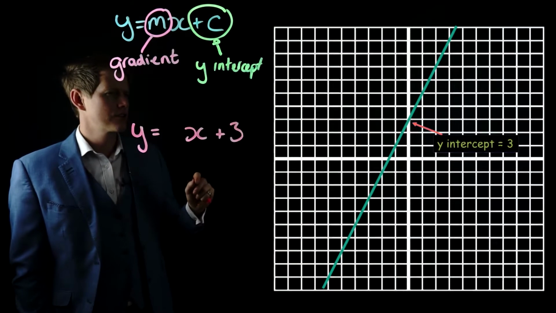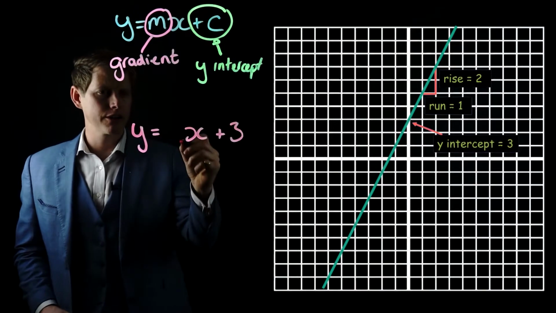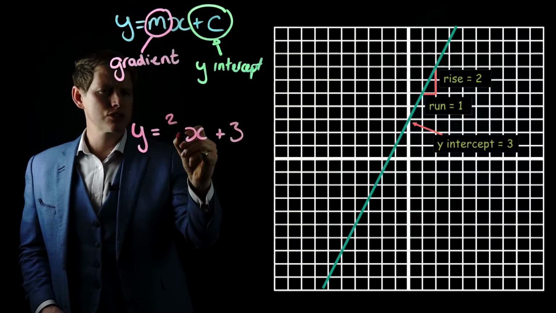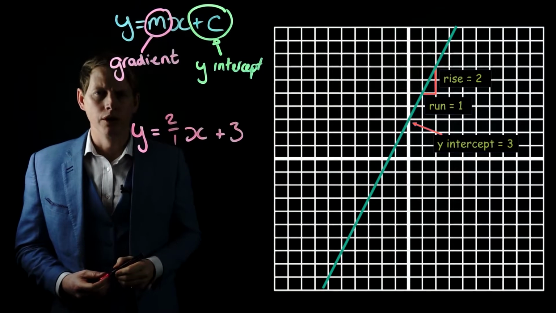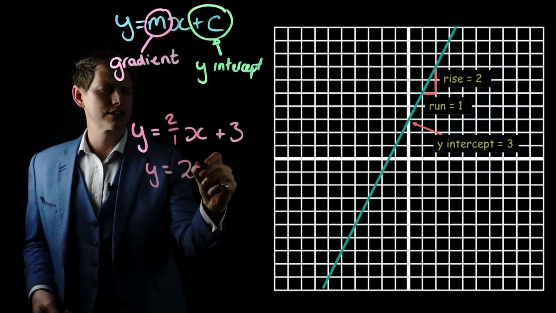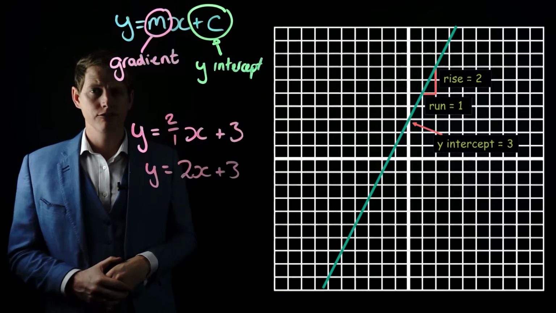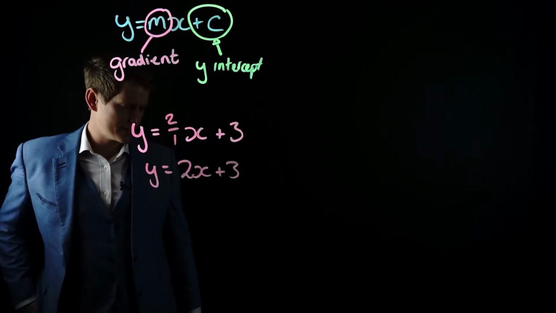Well, this one goes 2 up, 1 across. So I could write my gradient as my rise is 2 and my run is 1. Now I hope that we all know that we can simplify that to 2x plus 3. And that is the equation of my graph. Let's have a look at another example.